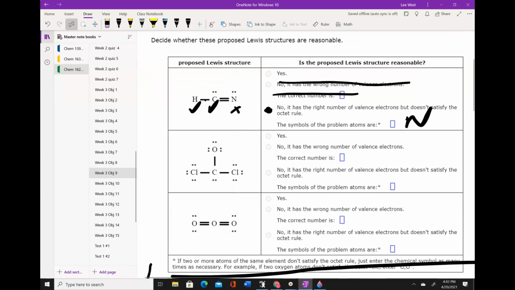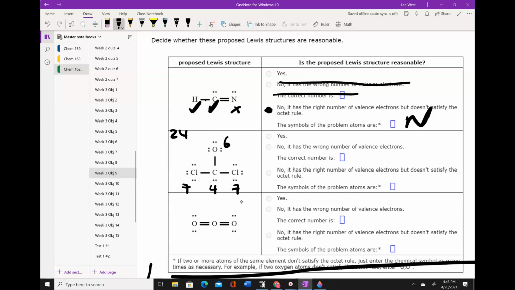Let's have a look at this one. How many valence electrons should this guy have? It is CCl2O. Chlorine's in group 7A, so that's 7. Carbon's in group 4A, that's 4. Chlorine is 7. Oxygen's 6. So 7 plus 4 is 11, plus another 7 is 18, plus another 6 is 24.